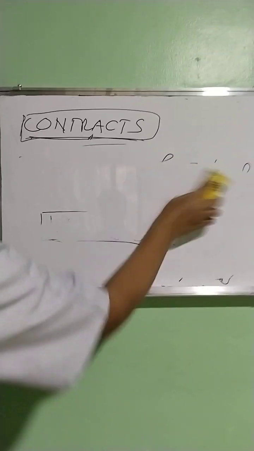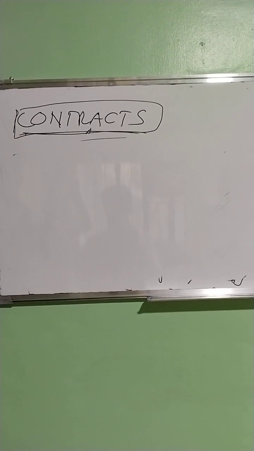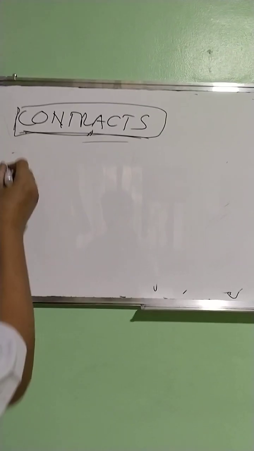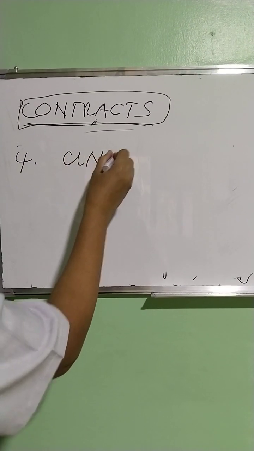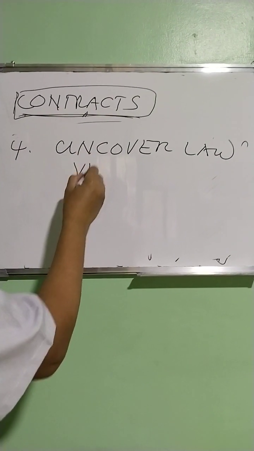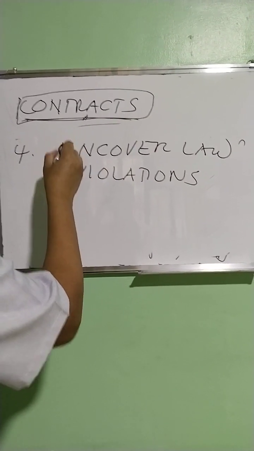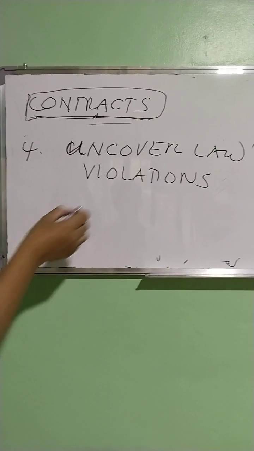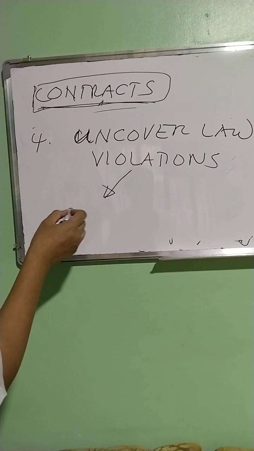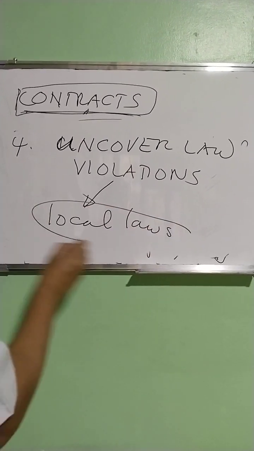Of course, the fourth one is, before signing a contract, you have to uncover law violations. Meaning, when we talk of uncovering law violations, what we're talking about is that all the terms and conditions should be consistent with local laws.